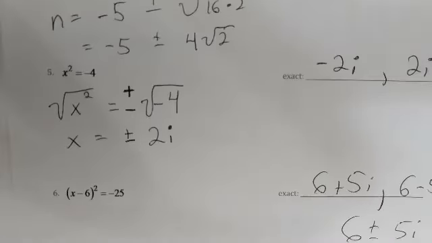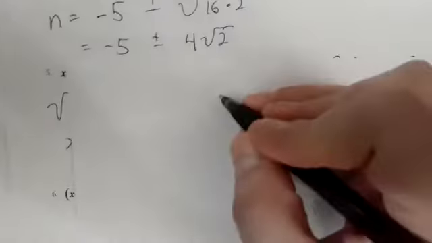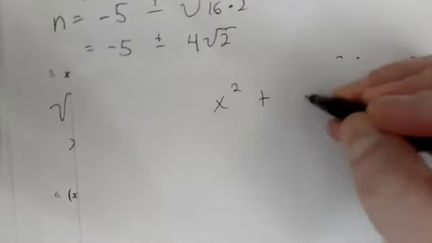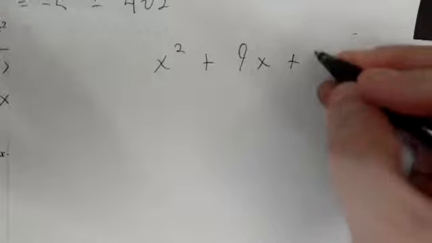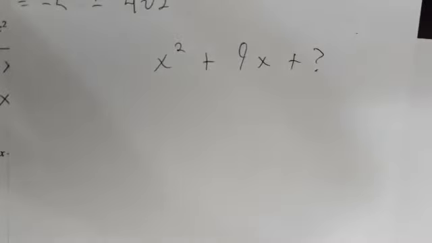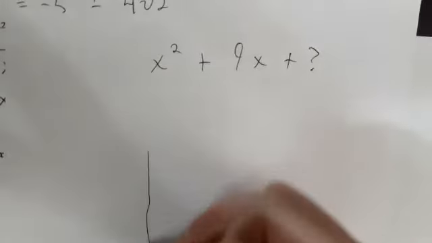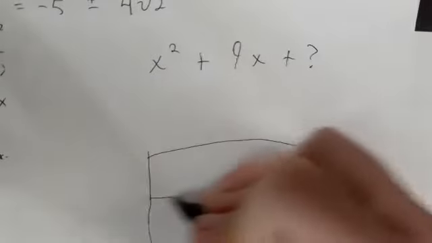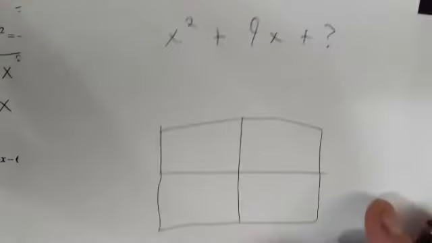So in completing the square, let's suppose we have something that looks like x squared plus 9x or something. And we want to know, what do we have to add for it to be a perfect square? Completing the square is basically thinking about a square.